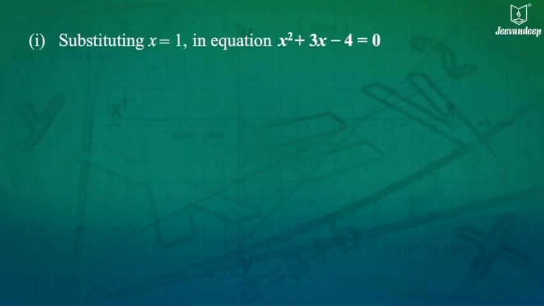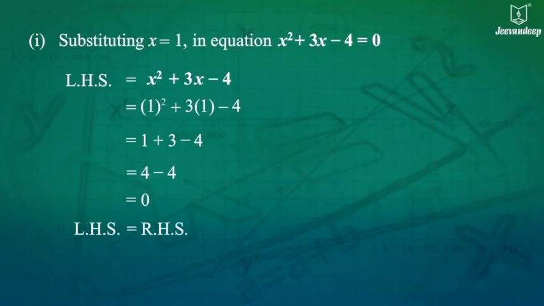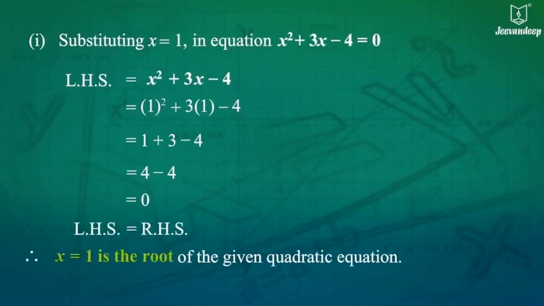Substituting x equals 1 in the equation x square plus 3x minus 4 equals 0, left hand side equals 1 square plus 3 into 1 minus 4 equals 0. As left hand side equals right hand side, therefore x equals 1 is the root of the given quadratic equation.